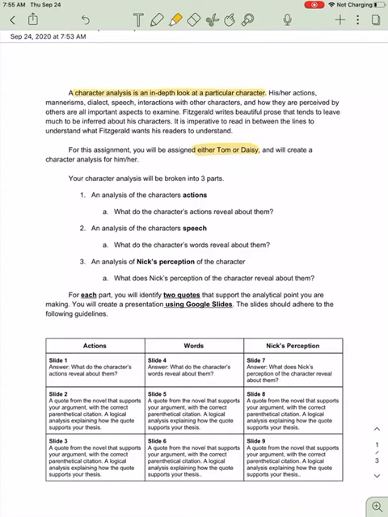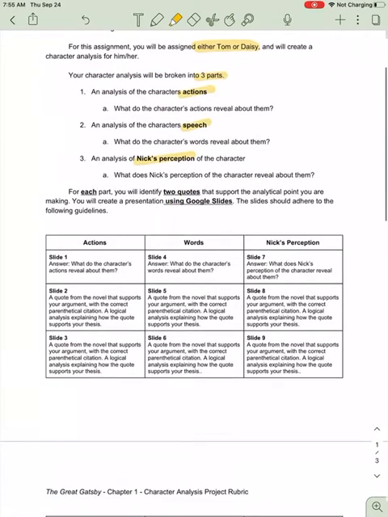Your character analysis is broken into 3 parts: the character's actions, the character's speech, and Nick's perception of them. So what do Tom or Daisy's actions reveal about them? What do their words, the things that they physically say, reveal about them? And what does Nick's perception tell us about this character? So for each part, you will identify 2 quotes. So that's 6 altogether.